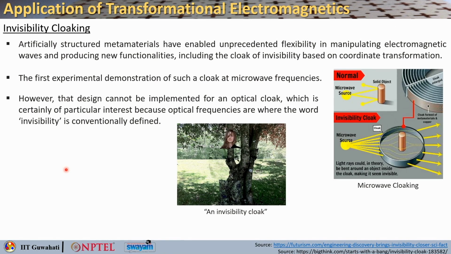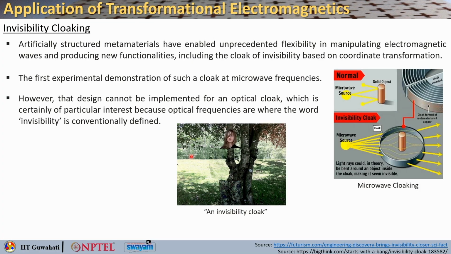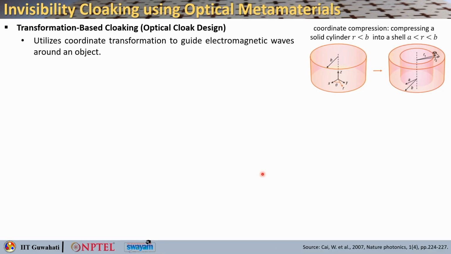So this particular image shows you how a person holding a cloak can simply become invisible. That means that the cloak is allowing the light rays to bend around the person and you can see the background undisturbed. So this is a kind of schematic prediction of how an invisibility cloak should look. So you can obtain invisibility cloaking using optical metamaterials.